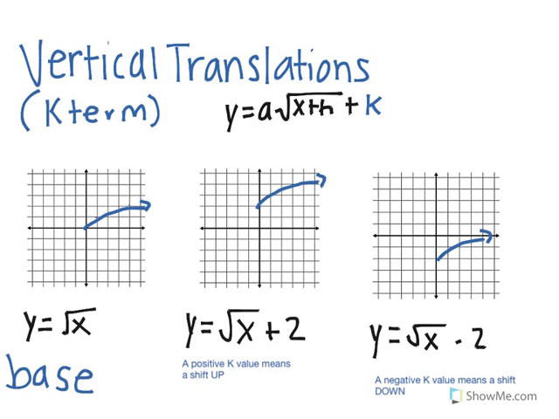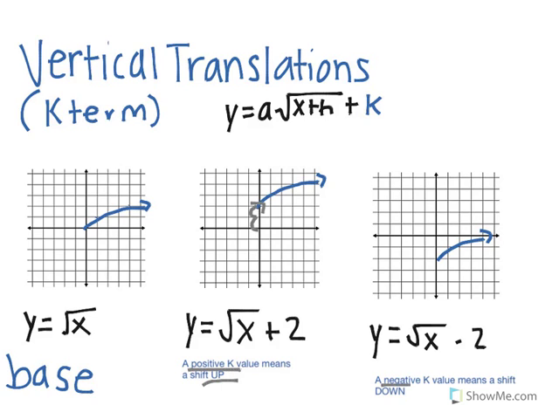Vertical translations. This is the k term. This is outside of the radical. So our base graph is here, just the normal, typical base graph. If I have a positive k, or a positive number being added to the outside, like the square root of x plus 2, not under the square root, I'm going to shift up. So I'm going to go up 1, 2.